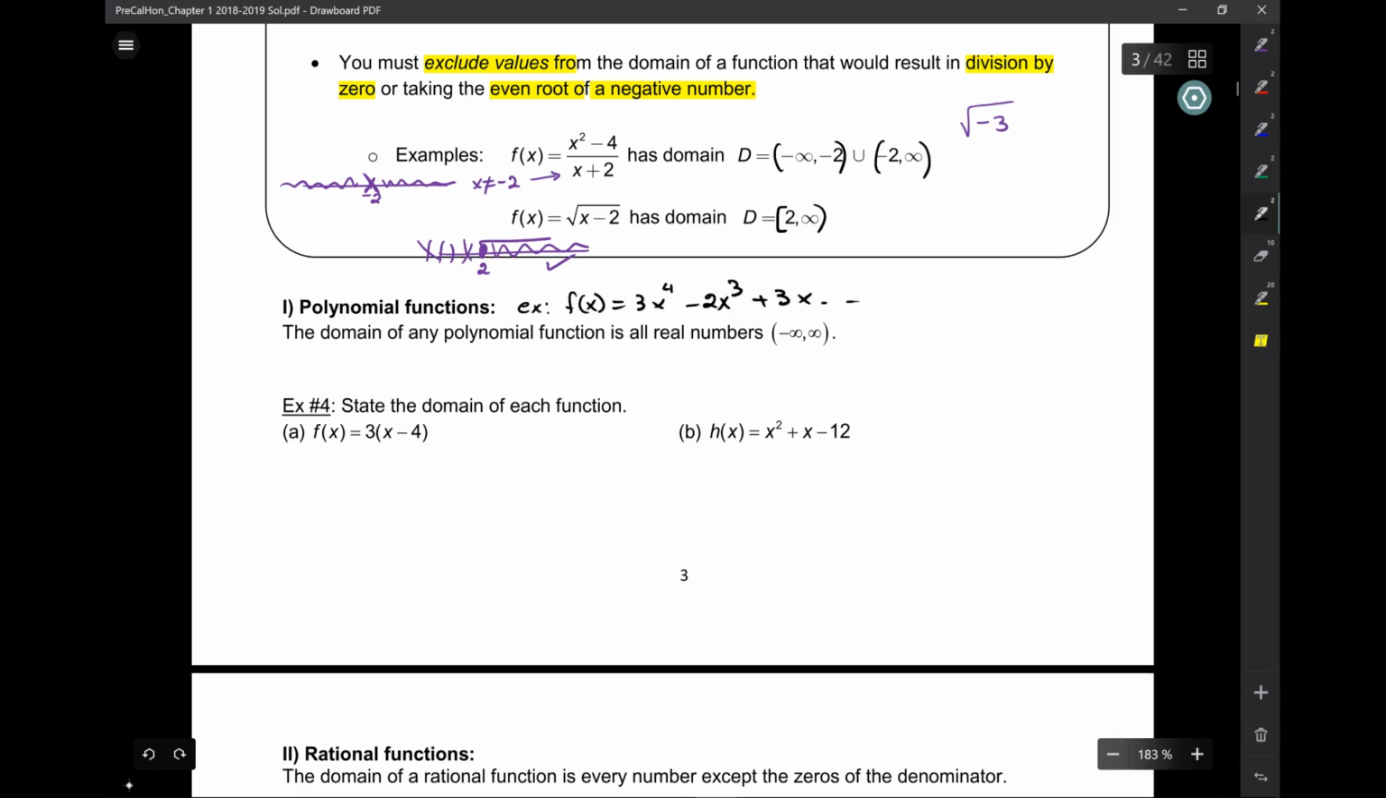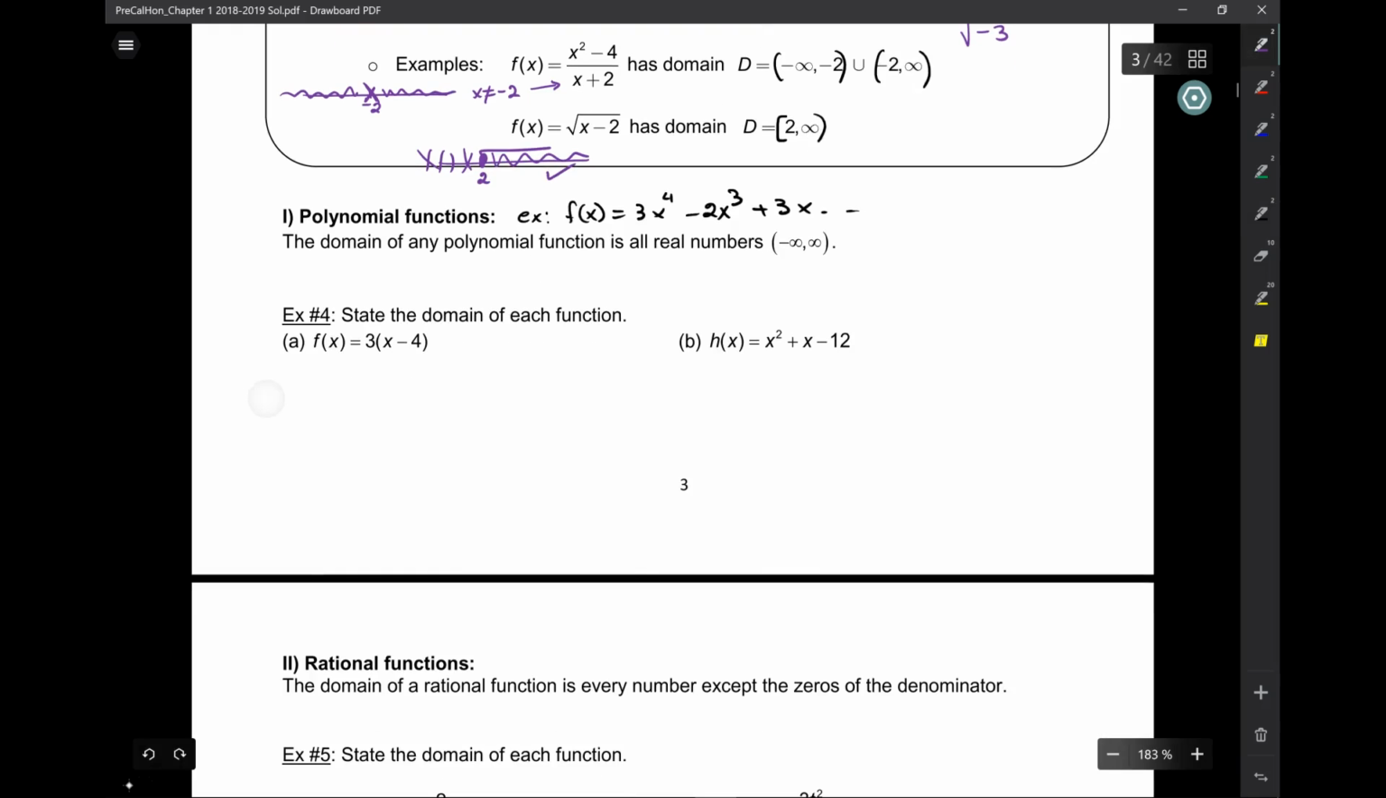You just know that a polynomial function always has a domain of all real numbers. So take a look at this. Is this a polynomial function? Yeah, so the domain is all real numbers. Is this a polynomial function? Yeah, so the domain is all real numbers. Think about it another way. Is there a value of x that when I plug it into this function, it'll give me an imaginary number? No. Is there a value of x that I cannot plug in? No. Everything works. That's how you know.